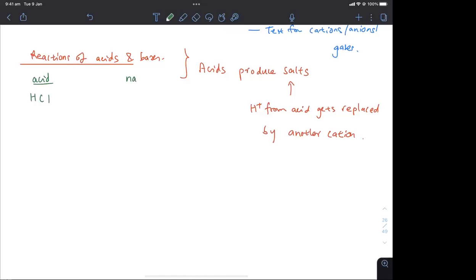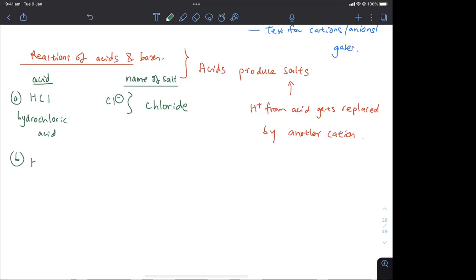Which means if you have HCl as the acid, what is the name of the salt that you will get from HCl? What must it contain? It will contain the Cl minus because only the H plus gets replaced by the other cation. So the Cl minus remains. What is the name of something that has Cl minus? How do you name that, Africa? You name that as chloride, not chlorine. So this is your hydrochloric acid. If the question gives you hydrochloric acid, they will give you chloride salt.